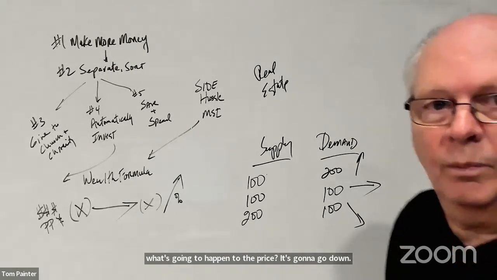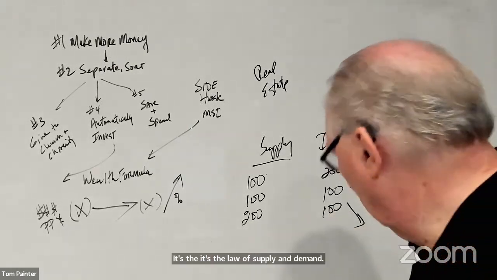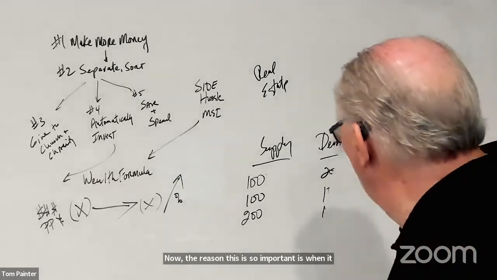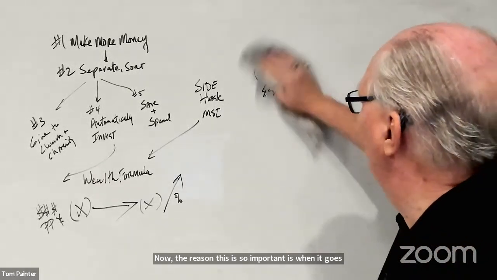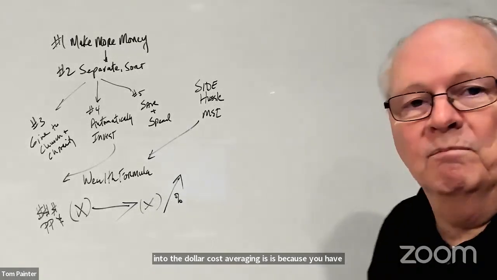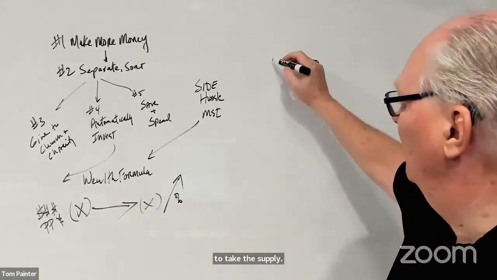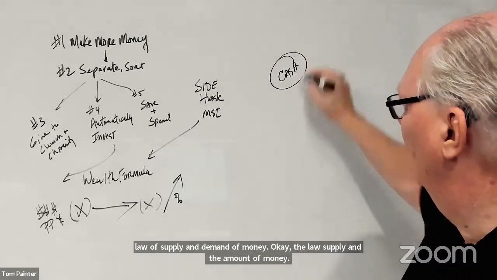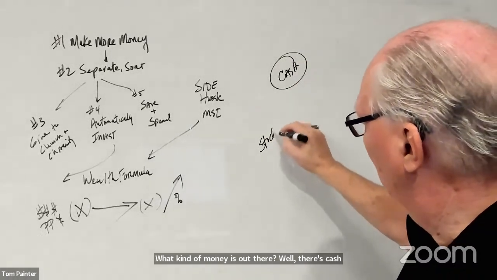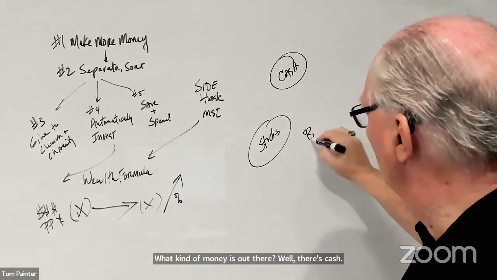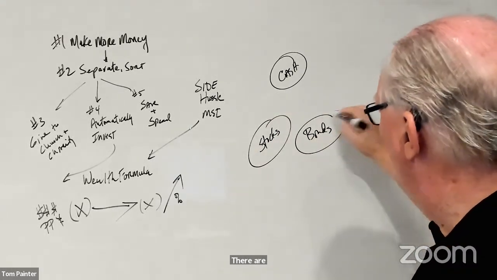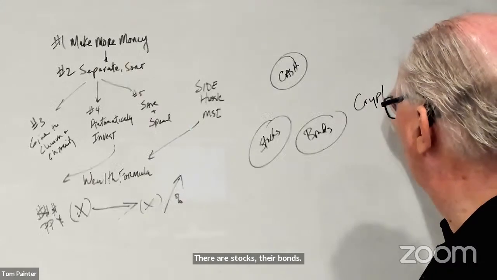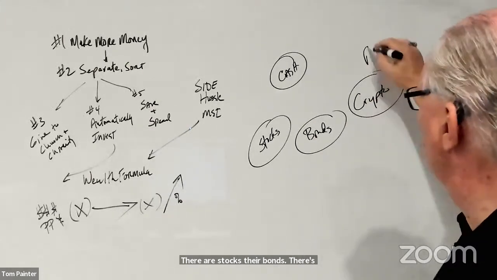Now, the reason that this is so important and why it goes into dollar cost averaging is because you have to take the law of supply and demand of money. The law of supply and demand of money. What kind of money is out there? Well, there's cash, there are stocks, there are bonds, there's crypto, there's real estate.